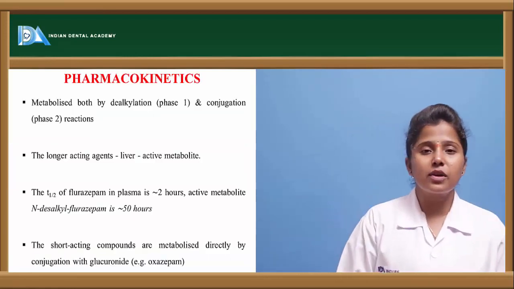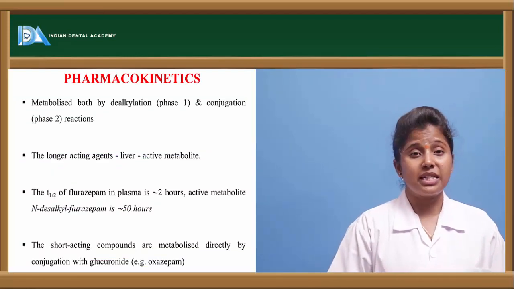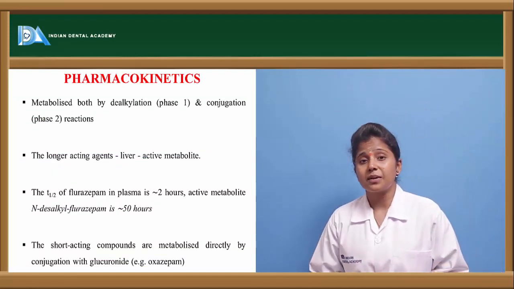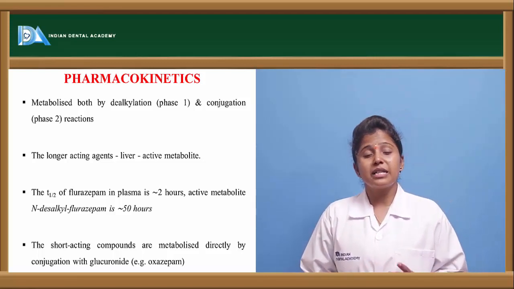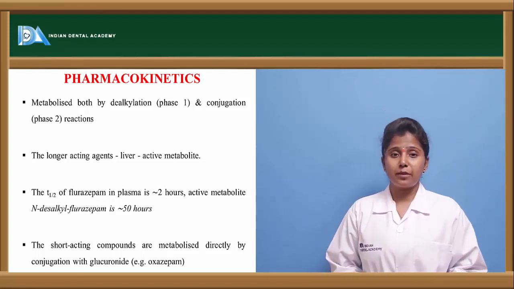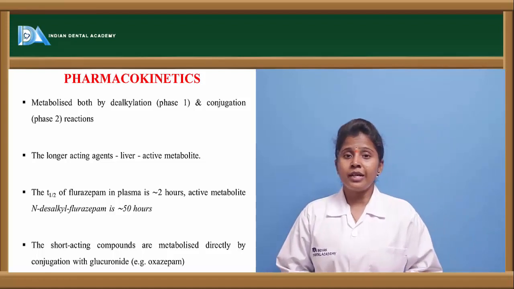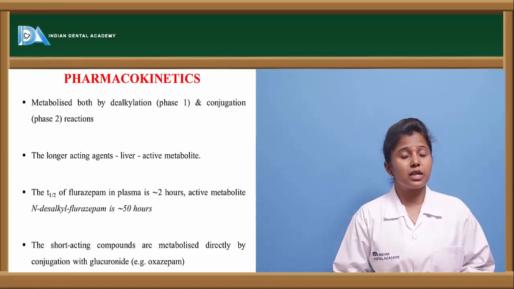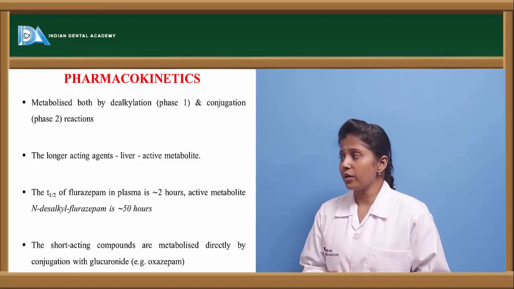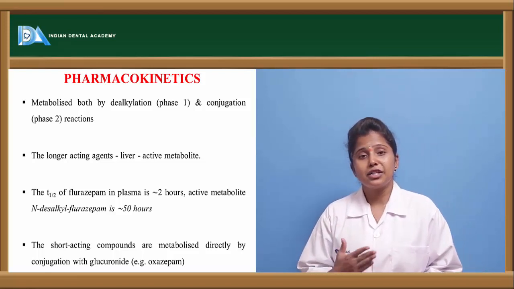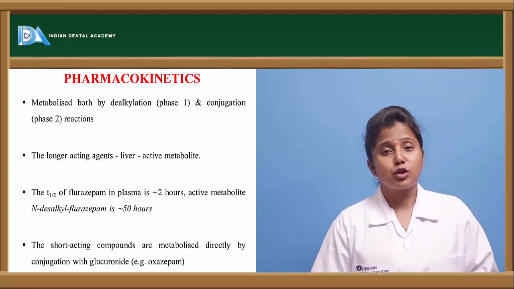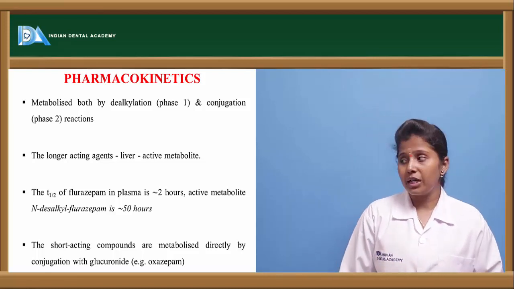Let us see the metabolism of these drugs. These benzodiazepines undergo metabolism by a process called dealkylation. This is one of the phase 1 as well as phase 2 conjugation metabolic reactions. There are various biotransformation reactions which take place in the body. One of the biotransformation reactions is dealkylation and conjugation. Dealkylation is a phase 1 reaction, and conjugation is a phase 2 metabolic reaction.